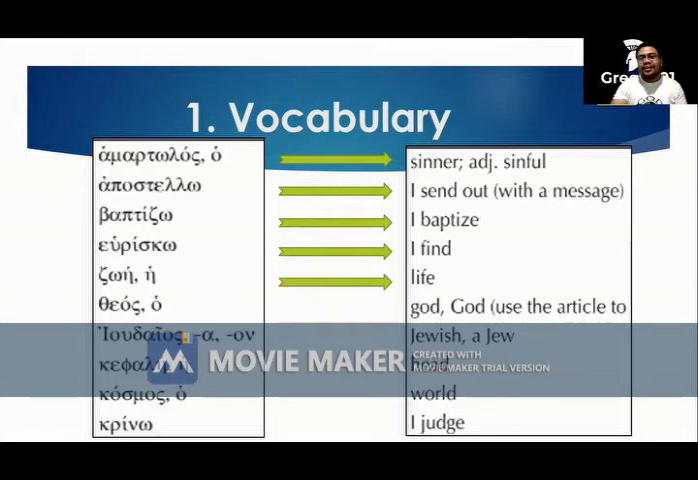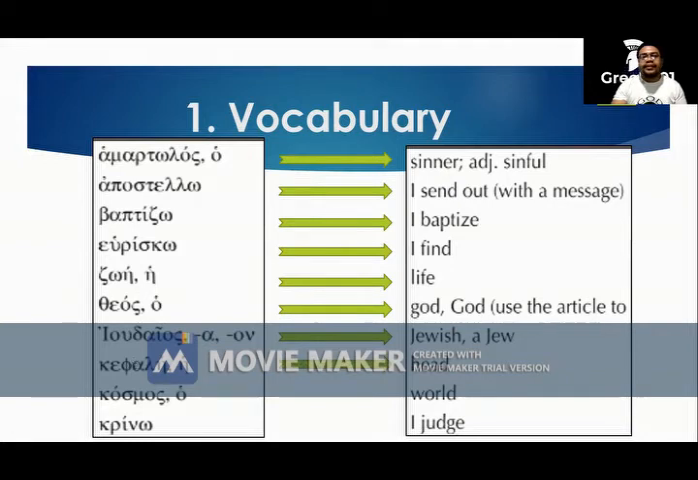Next word is theos. Of course, we are familiar with it. Let's read all together. Theos. It means God. Small or capital letter, use the article ho. Next word begins with a smooth breathing. Eudaios. All together, eudaios. Very good. The feminine form is eudaia, and the neuter is eudaion. It means Jewish or a Jew.